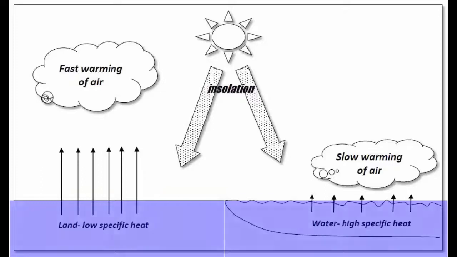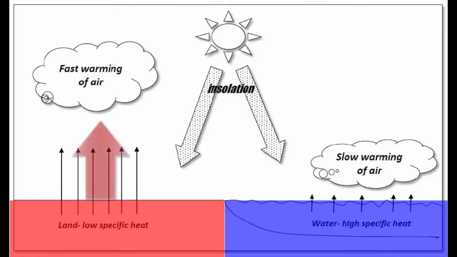Because land has a low specific heat, once it starts getting that energy from the sun, it warms up fairly quickly and therefore starts to warm the air above it fairly quickly. Water, on the other hand, has a high specific heat. So if it's getting the same amount of energy from the sun, it takes a lot longer for it to heat up, and therefore it takes a lot longer to heat the air above it.